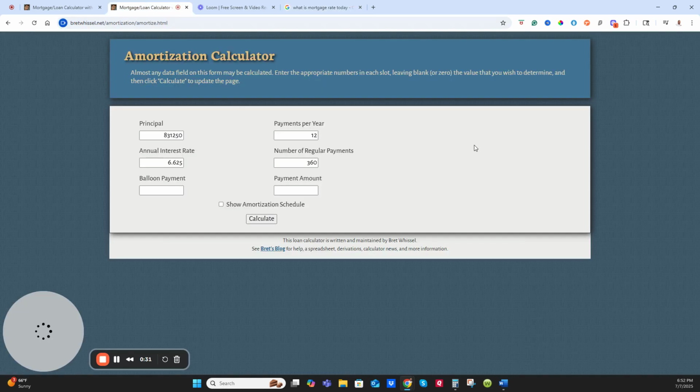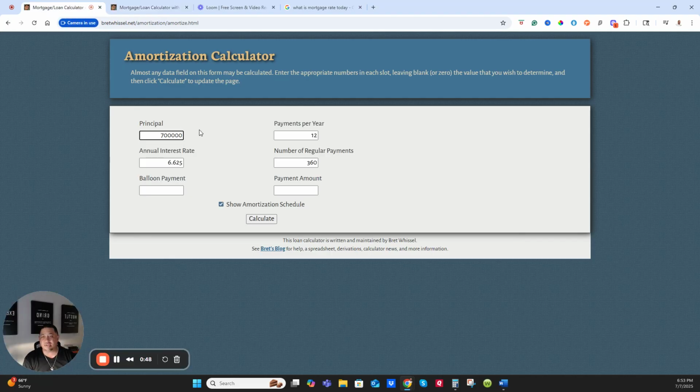What I did is I went ahead and calculated the numbers for 875,000, and I'm going to use two different numbers. First number I'm going to use is right here, 831,250, and this is using a 5% down payment. This one right here represents a 20% down payment. So the 875,000, you'd be putting 175,000 down as a down payment.